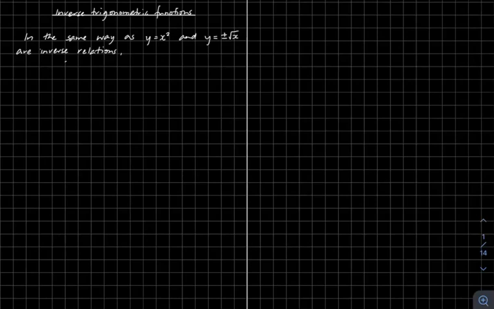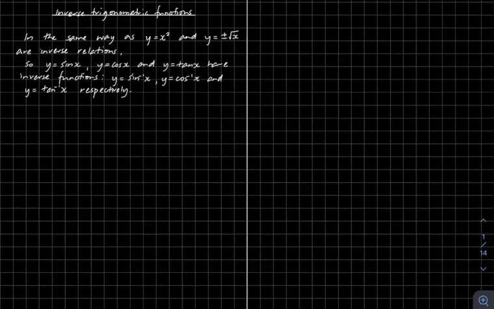In the same way as that's true, for sine x, cos x and tan x, we have inverse functions, which are y equals inverse sine x, inverse cos x and inverse tan x. So that's how we describe those. Inverse sine, inverse cos, inverse tan is how we say those. And sometimes they're given the names arc sine, arc cos and arc tan. So if you've ever seen those around, that's just an alternative way of saying inverse sine.